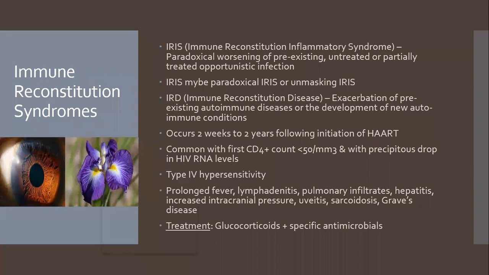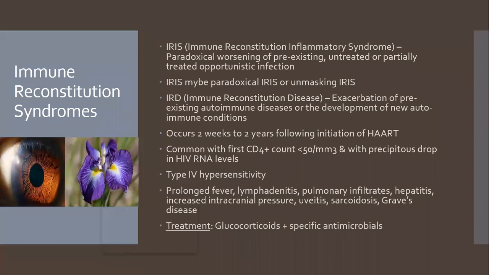For example, if you know that a particular person has an infection already and it is worsening, it is called paradoxical IRIS. Unmasking IRIS is when we don't know that the patient has an opportunistic infection, but giving the drug causes a manifestation. Right? So IRIS is of two types, paradoxical IRIS and unmasking IRIS. And immune reconstitution disease is the development of autoimmune disease. Together, IRIS and IRD are called immune reconstitution syndromes. It's a very important question for you.